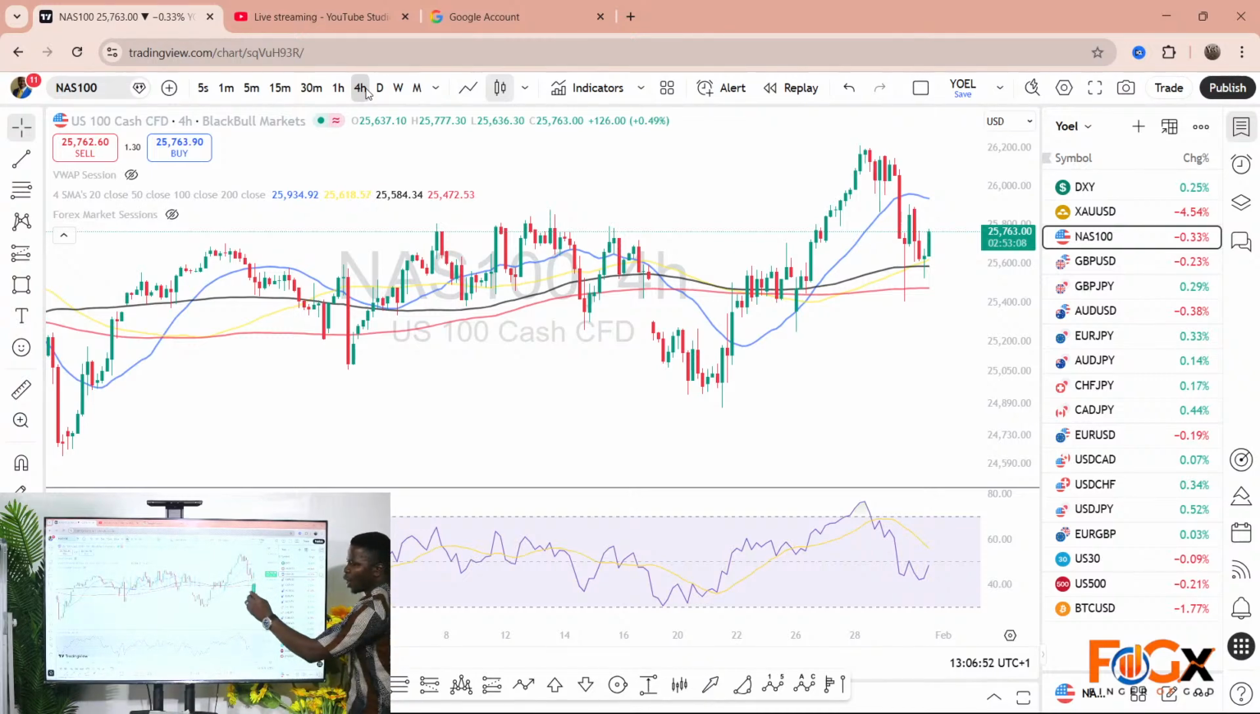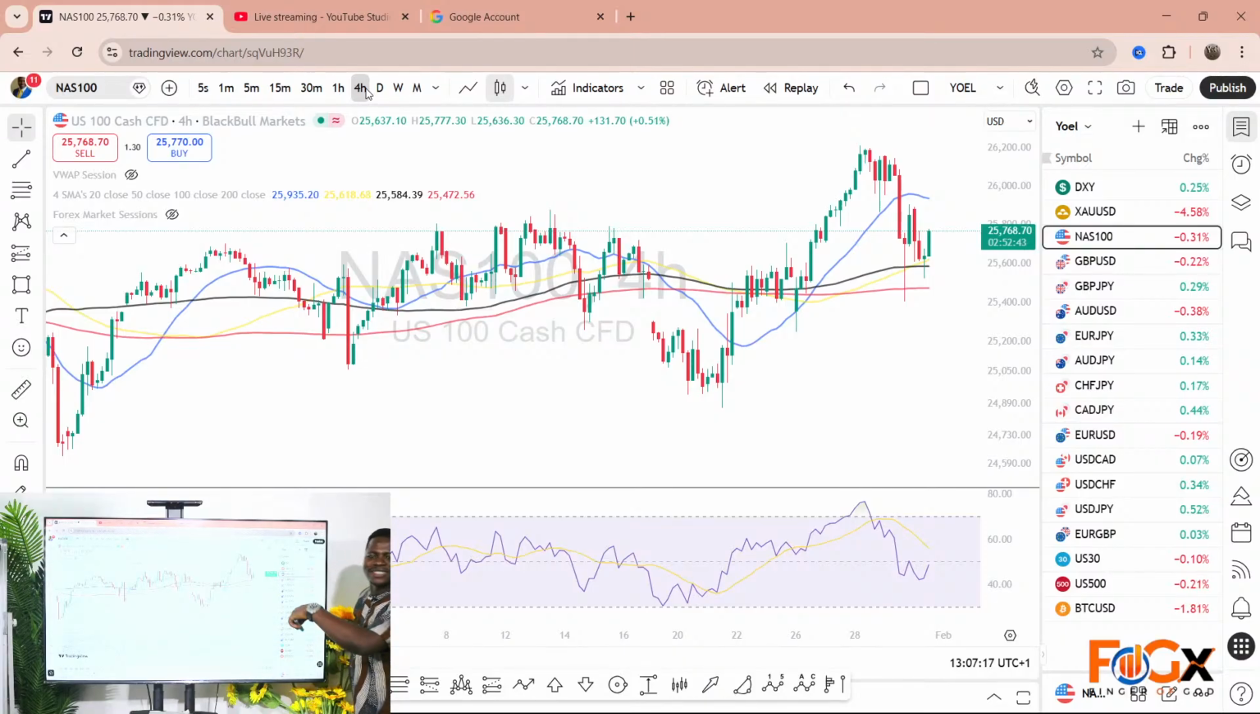And look at the cluster, all the moving averages are clustered here. And look at the rejection. Look at the wick. Price got here, bounced back. It went to sell again. It's selling again. It came here, it's going up again. This is a clear indication that this area is very strong. It's not allowing it to cross.